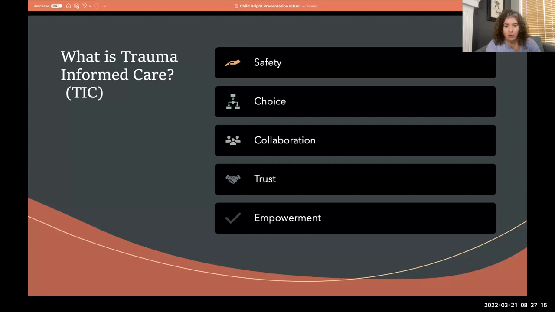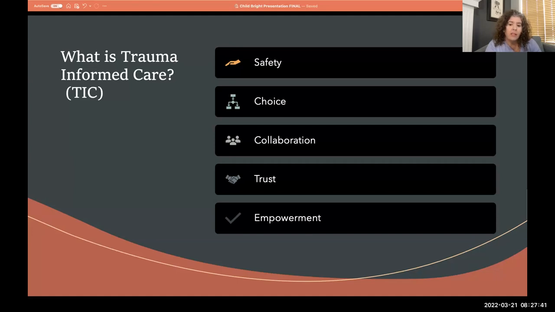Also pay attention to nonverbal cues that people give you. And if anything seems off, readdress it and ask again, what can I do to make you more comfortable? So the final tenet of trauma-informed care is empowerment. We should work to an individual's strengths and allow that individual to have control where possible. For example, if it's an option, you can let them stop or slow down if needed.